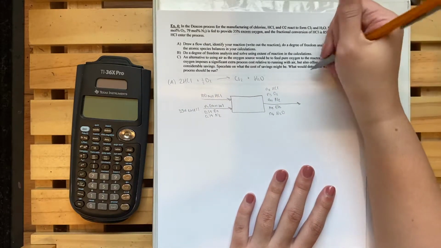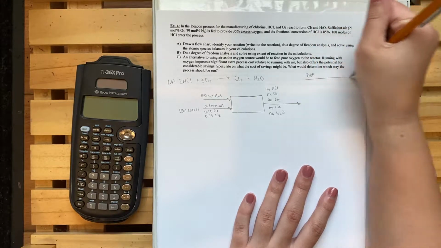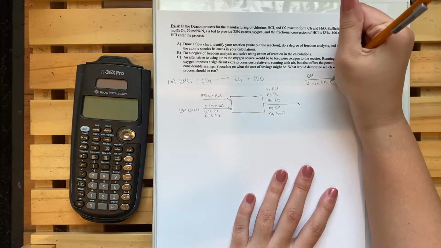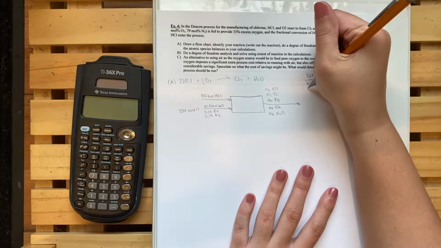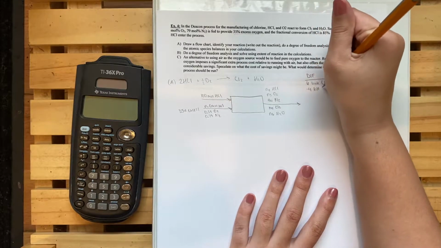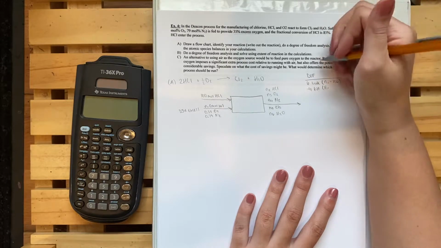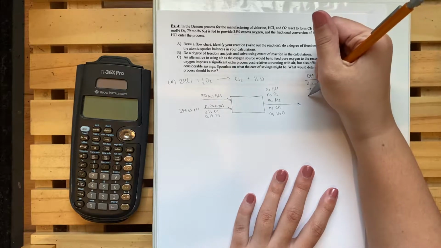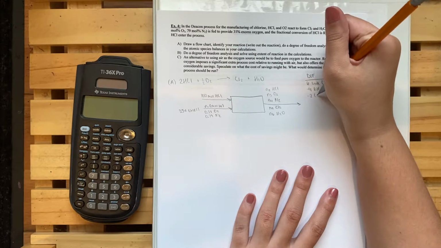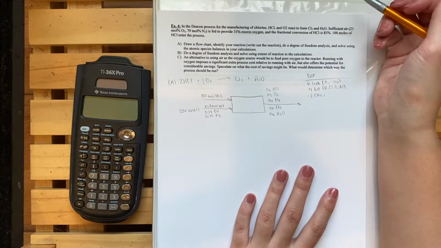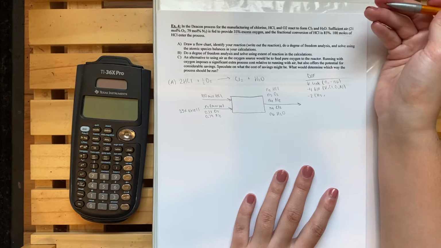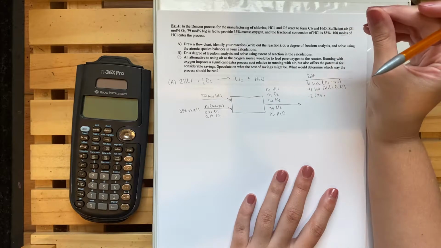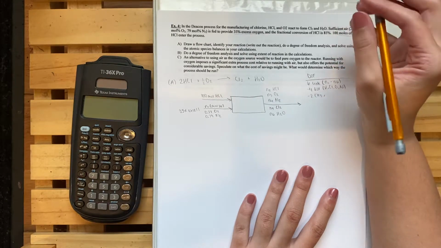And then a degree of freedom analysis on this process. So we have 6 unknowns, that's N1 through N6. And then we have 4 balances. Those are on H, Cl, O, and N. We have 2 pieces of info, which are, we're told that, so we have X5, as well as the fractional conversion.